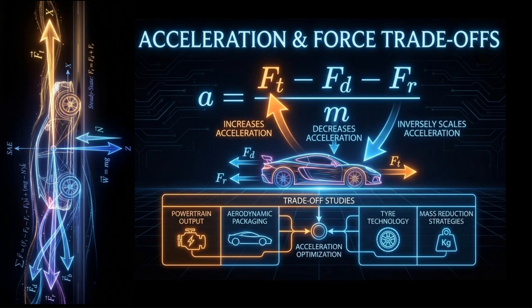Rearranging Newton's law gives the vehicle acceleration as acceleration equals Ft minus Fd minus Fr divided by m. This shows that acceleration increases with higher tractive force, decreases with aerodynamic drag and rolling resistance, and reduces as vehicle mass increases. This compact expression allows quick trade-off studies between powertrain output, aerodynamic design, tire technology, and vehicle mass reduction strategies.